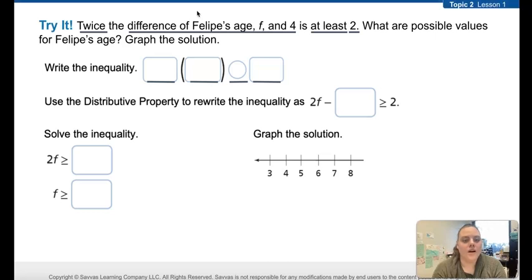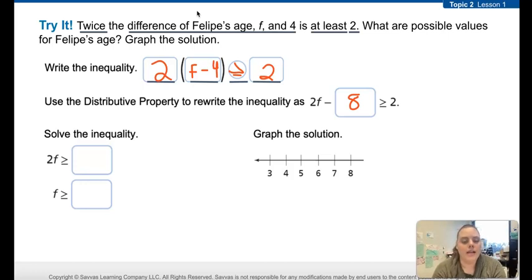To write the inequality, as we saw, we'll have 2 times the difference of Felipe's age and 4. So the difference of f minus 4 is at least, which means that it has to be greater than or equal to 2. When we distribute it, they already give us the 2f. We'll have minus 8 because 2 times minus 4 is minus 8.